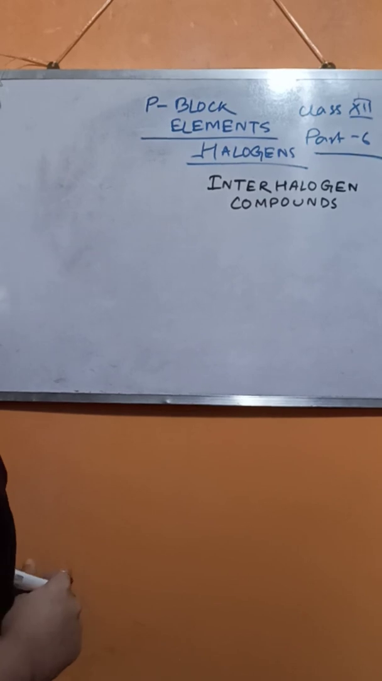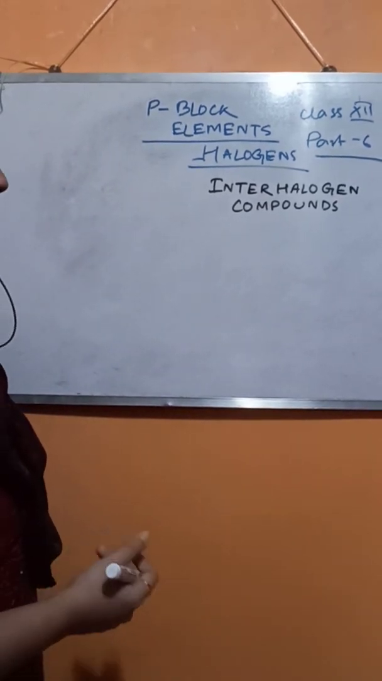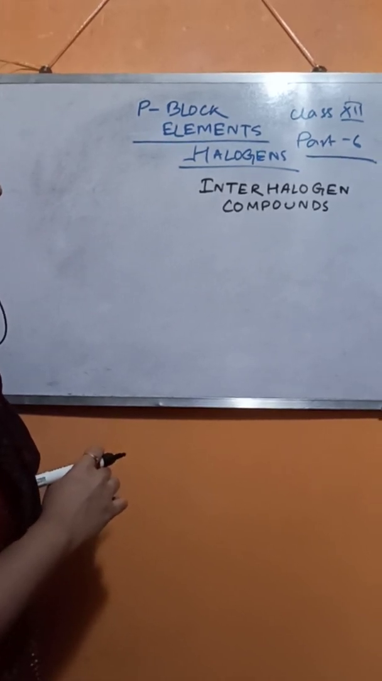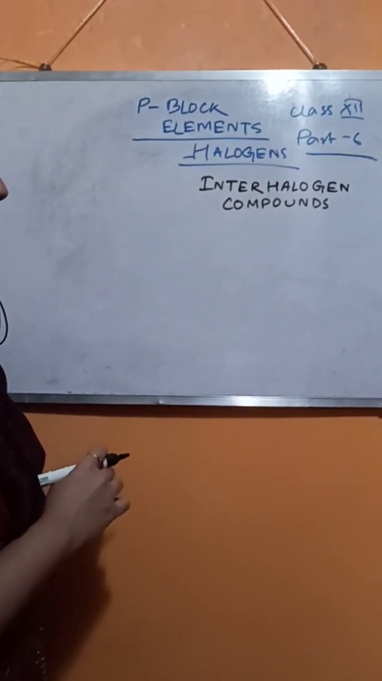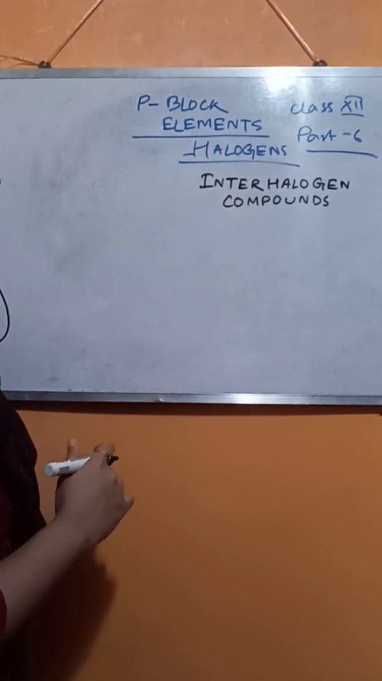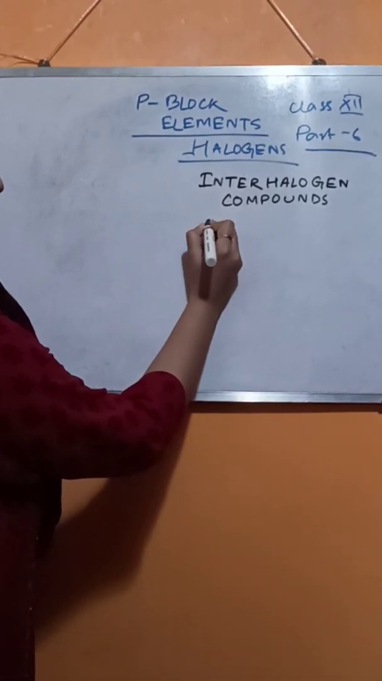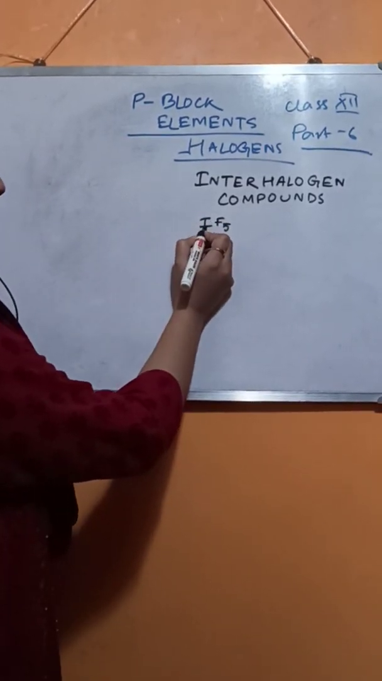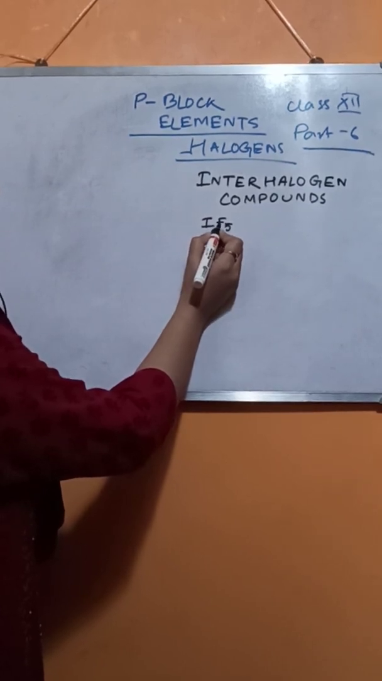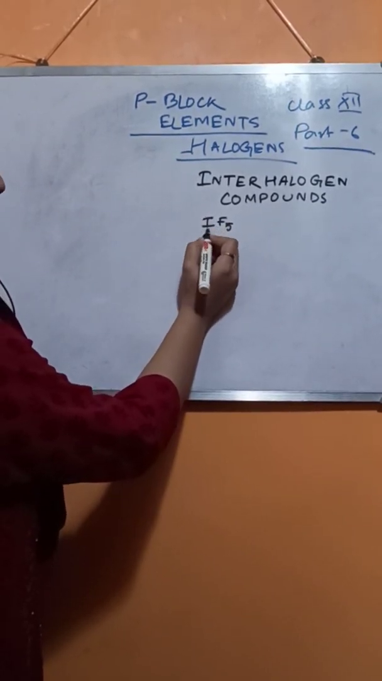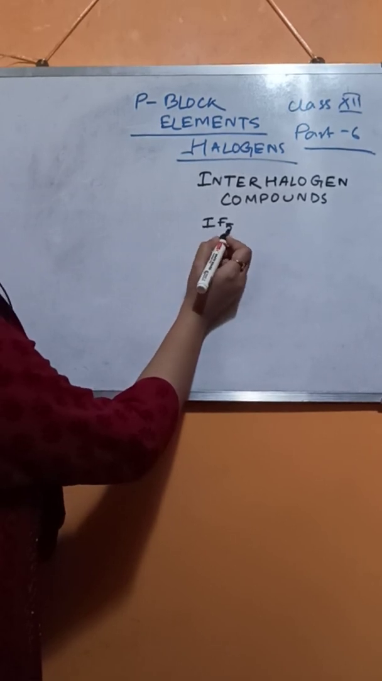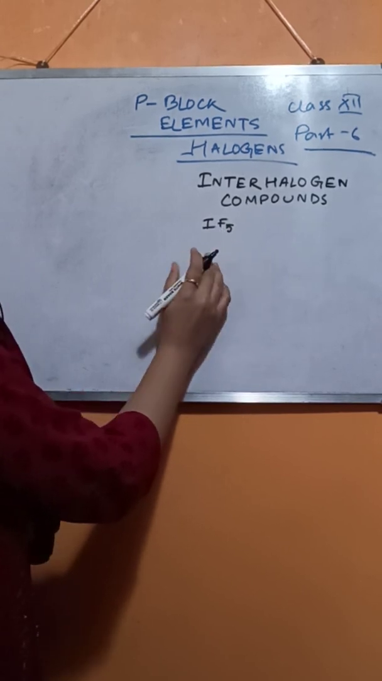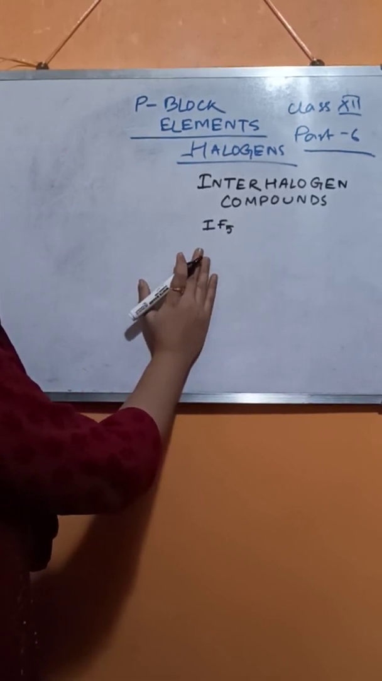Interhalogen compounds. Now, what are interhalogen compounds? Interhalogen compounds are basically those compounds which are comprised of two or more different halogen atoms. For example, IF5. IF5 consists of one iodine atom and 5 fluorine atoms. Here the iodine atom is the central atom and the fluorine atoms are the constituents. These are known as interhalogen compounds.